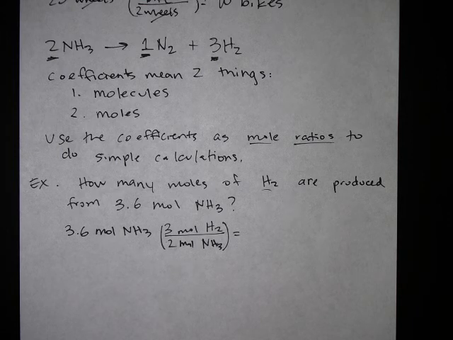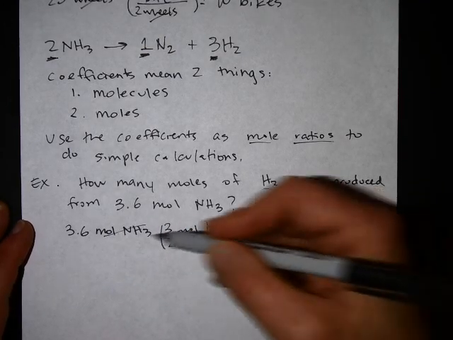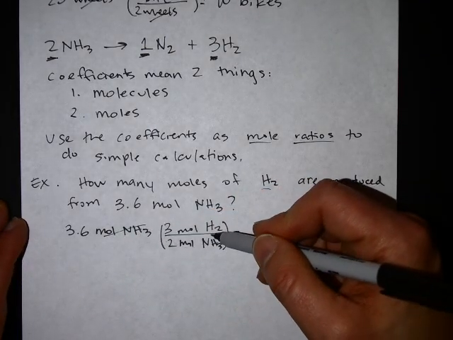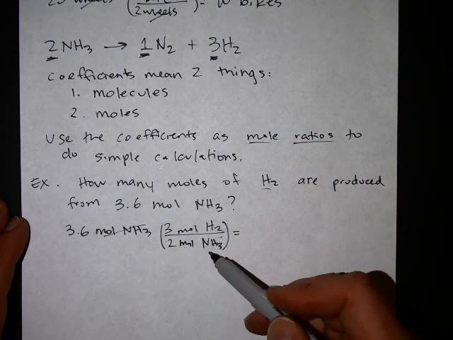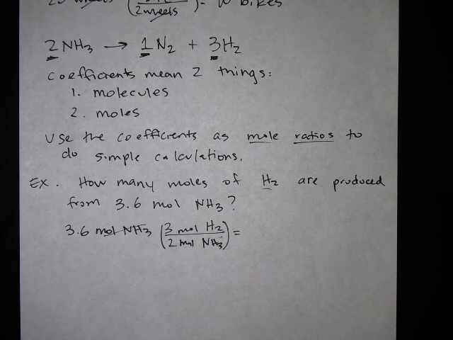So the math is not challenging, right? 3.6 times 3 over 2. Notice that moles of ammonia cancels out, and you're left with moles of hydrogen. I wrote the things in there because it gets confusing since they're not the same thing. This one's ammonia, this one's hydrogen. So make sure you write things down. It makes your life a little bit easier.